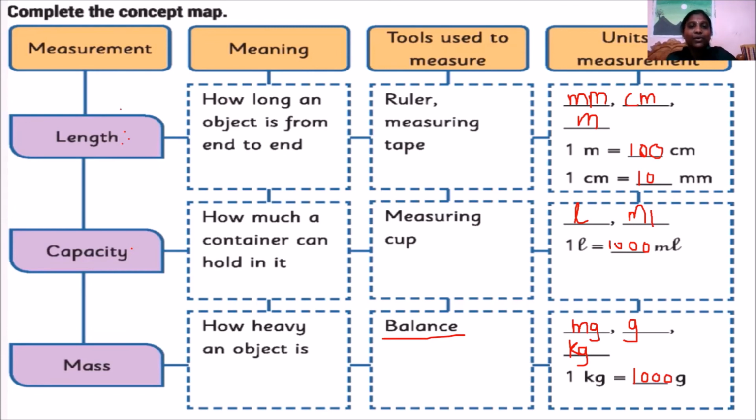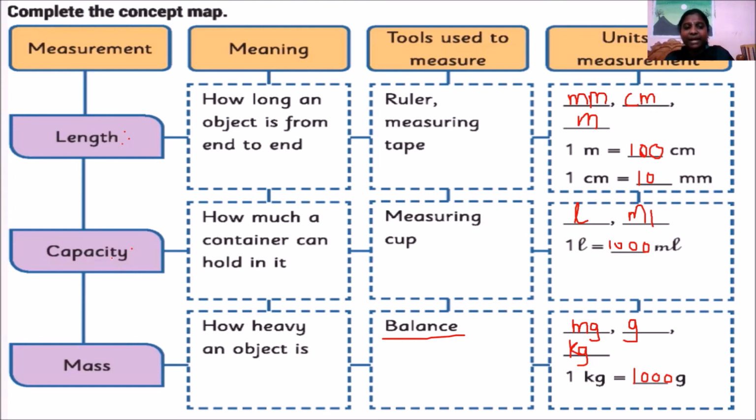Now we are seeing the overall summary of the measurement lesson. First is length. Length meaning is how long an object is from end to end. That means we learned how to measure the length of an object. Tool used to measure the length is ruler and measuring tape. Unit of measurement for length is mm, cm, m. mm means millimeter, cm means centimeter, m means meter. 1 meter equal to 100 centimeter. 1 centimeter equal to 10 millimeter.